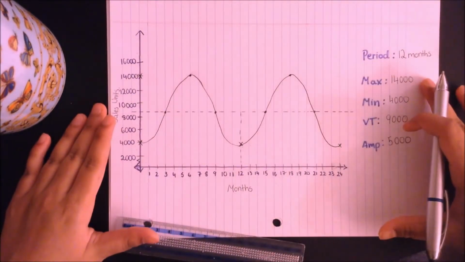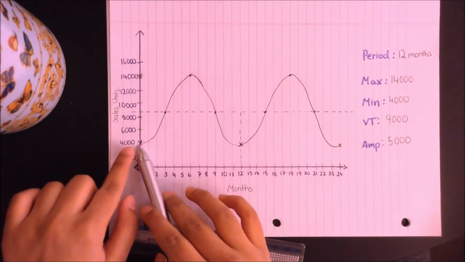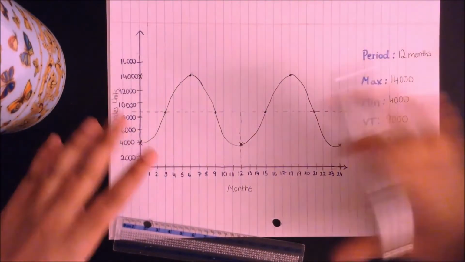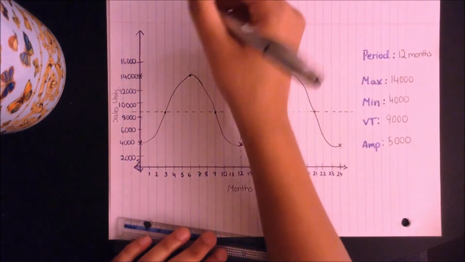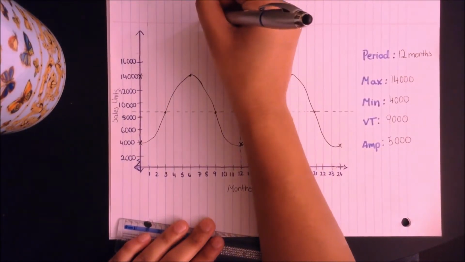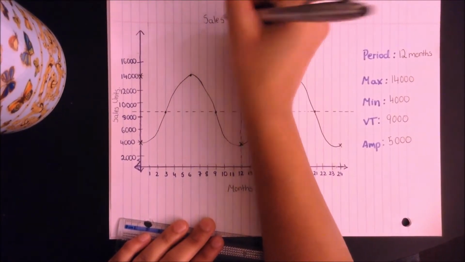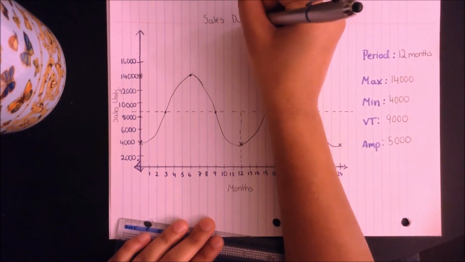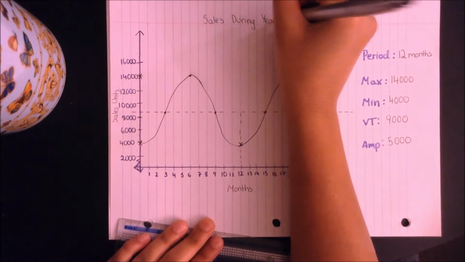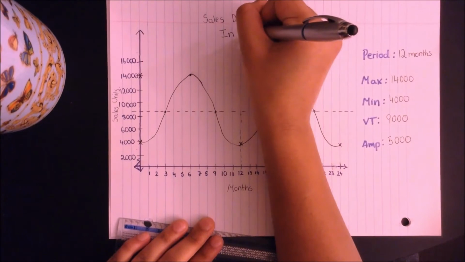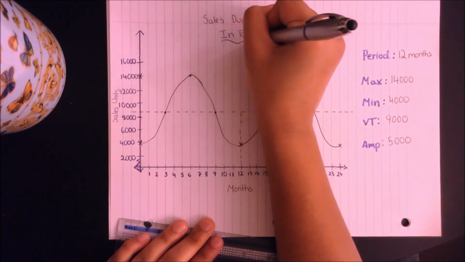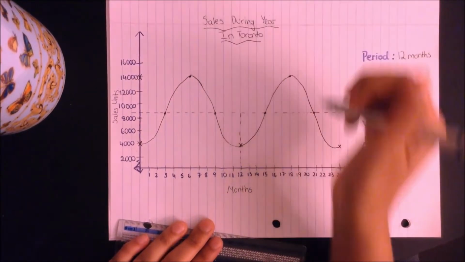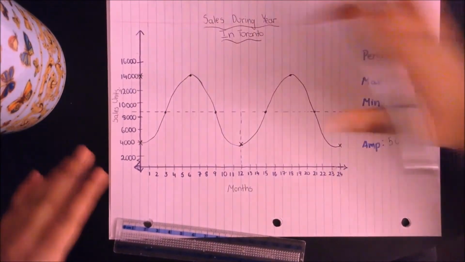Now that we've figured out the entire graph for 2 periods, the last thing to do is to title our graph. I've titled this graph saying sales during the year in Toronto. So we found out the graph in 2 periods, we've titled it, we've added a subtitle, and we have our mini legend at the end. So that shows this graph is perfect.